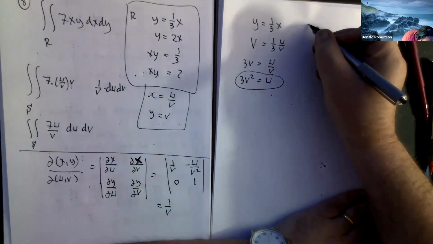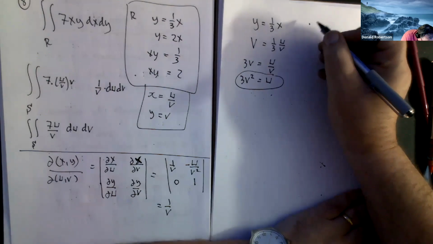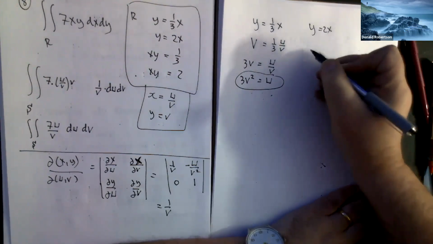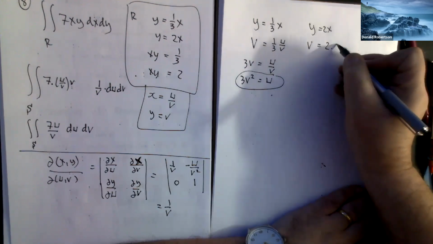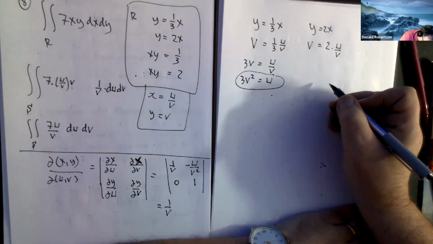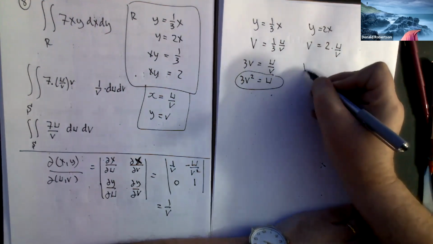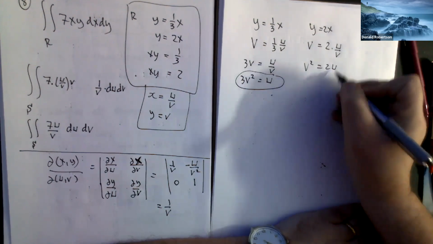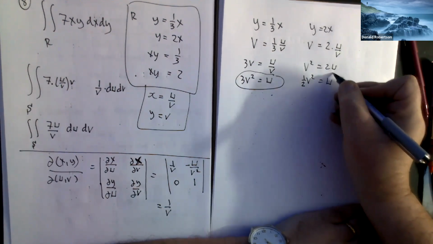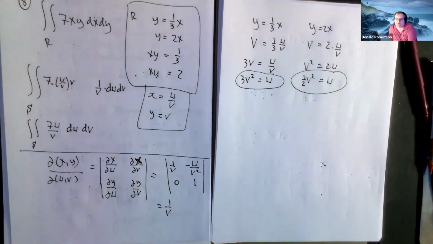The next one I'm going to do is y equals 2x. So that's going to be v equals 2u over v. So what am I going to get here? v squared equals 2u. Kind of like that. It's quite nice.